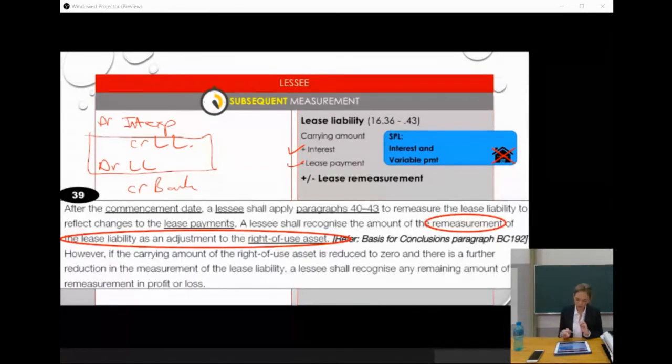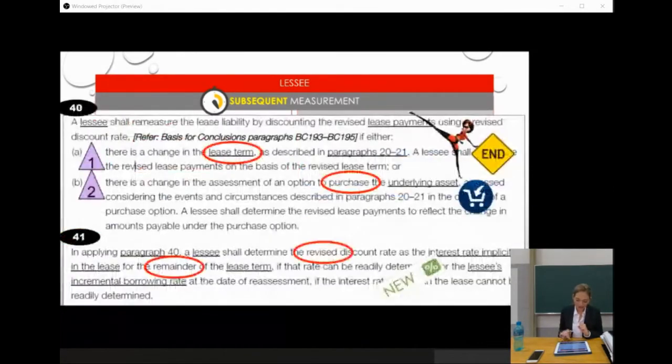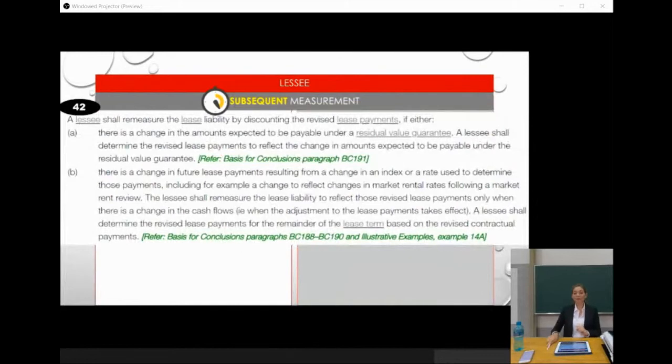Okay, good. Where are we now? So now we looked at our female reassessments, and we saw that we have to use a revised discount rate. Good. Now in paragraph 42, we get to our male remeasurements.